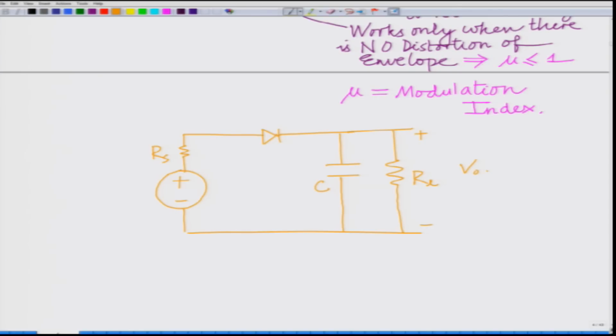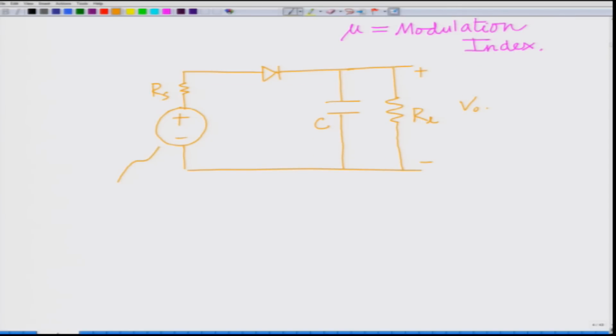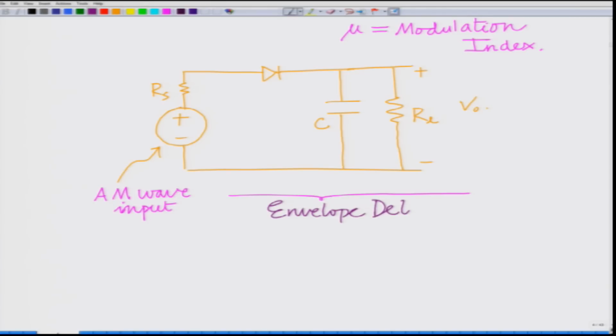So, now this circuit, the AM wave is given as input to this circuit, all right. This circuit is known as an envelope detector or a peak detector. As you can see, it is a simple circuit, correct.